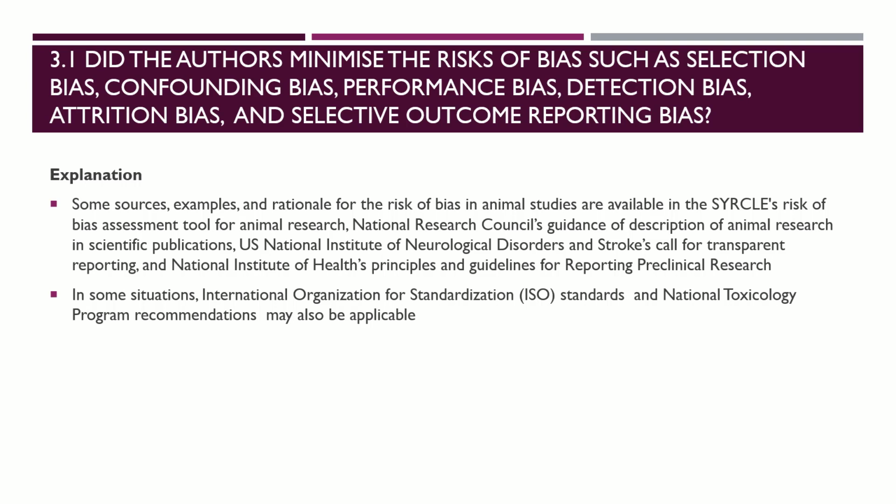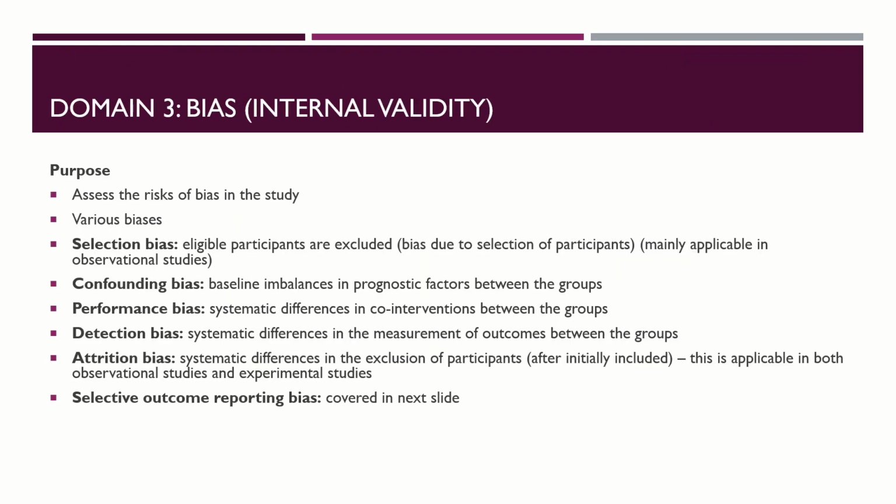Okay. So the question 3.1 is, did the authors minimize the risks of bias such as selection bias, confounding bias, performance bias, detection bias, attrition bias, and selective outcome reporting bias? Now, some sources, for example, the examples and rationale for the risk of bias in animal studies are available in the SYRCLE risk of bias assessment tool for animal research. You also have examples in the National Research Council's guidance on description of animal research in scientific publications, the US National Institute of Neurological Disorders and Stroke's call for transparent reporting, and NIH's principles and guidelines for reporting preclinical research. So there are lots of sources. We are not going to go into how similar or how different these sources are, but broadly, you want to find out whether these differences between groups could have occurred.